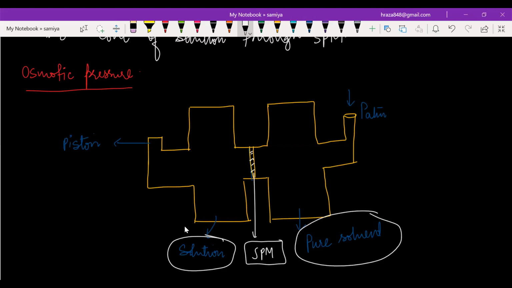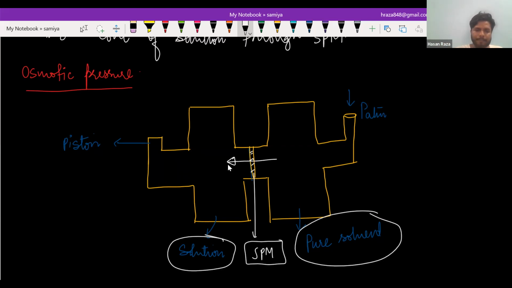Right hand side. So if the concentration of solvent on the right hand side is greater, that means it will flow from right to left. Yes or no? Yes, sir. So here osmosis will take place from right to left.